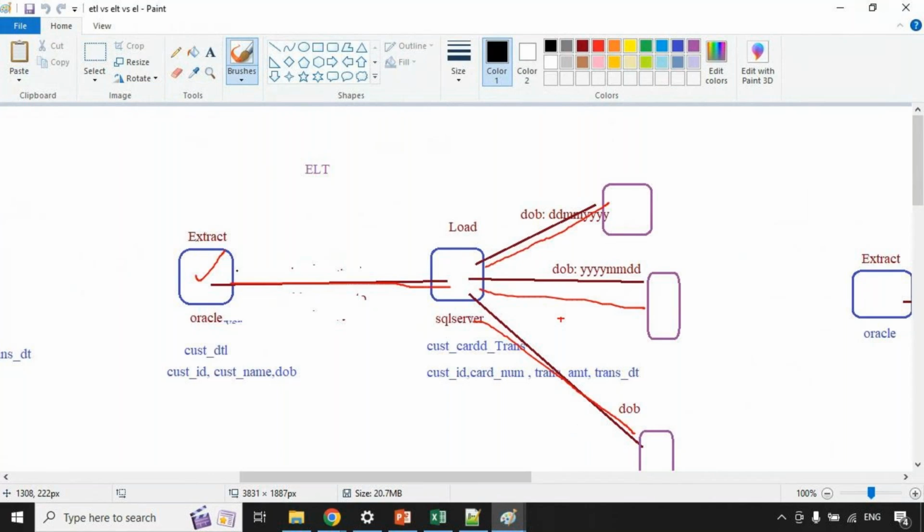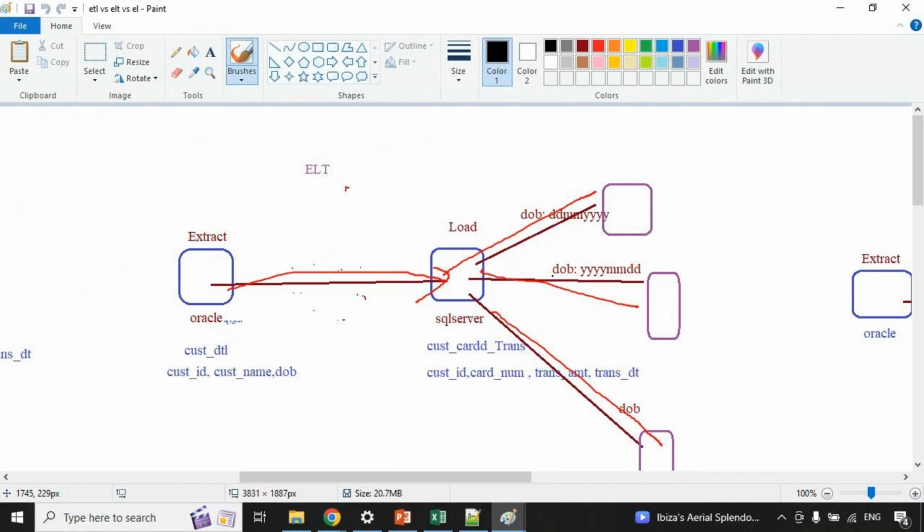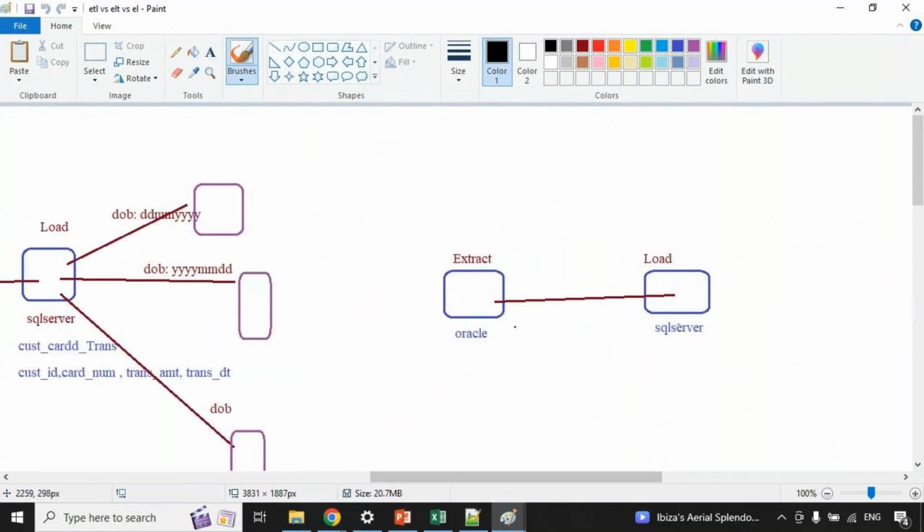Suppose I have an Oracle database with customer details. Now there are different teams who would like to use the same data but want different date formats. In this case, after loading the data into the target, as per the business requirement, everybody can maintain their own transformations. This is ELT, extract, load, and transform. And there is also EL, extract and load. Whatever the data is, we dump it as it is from source to target. Remember this terminology.